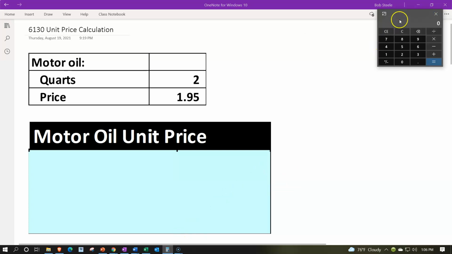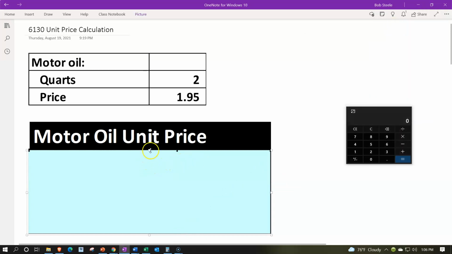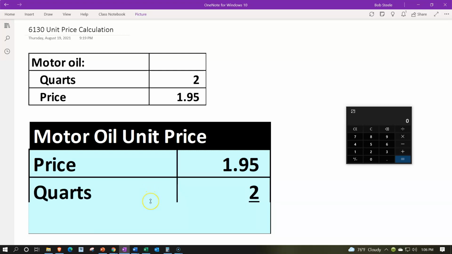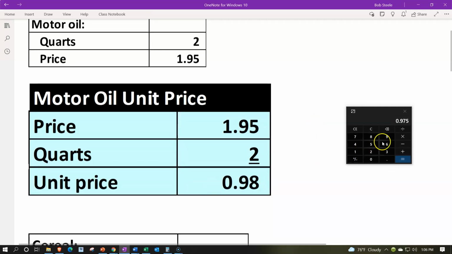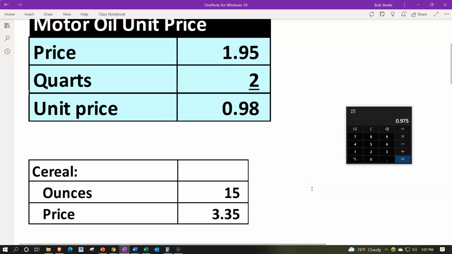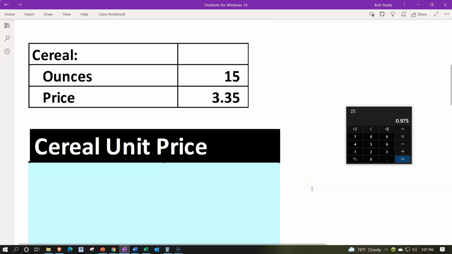And so if we were to break this down into our unit price to be comparing different items, possibly different quarts being purchased or possibly different brands, we could take that 1.95 and divide it by the 2 quarts, 1.95 divided by 2. That would give us a unit price of about 0.98, or 0.975, that we could then be comparing from brand to brand. We then have the cereal.